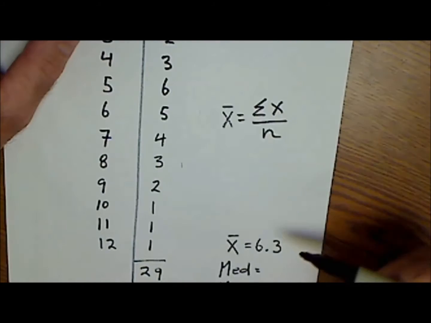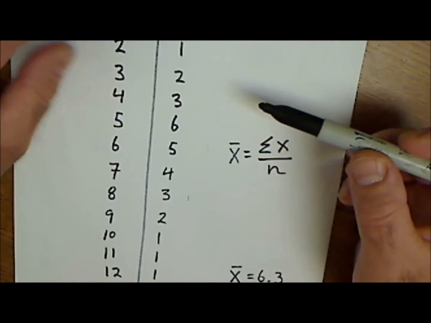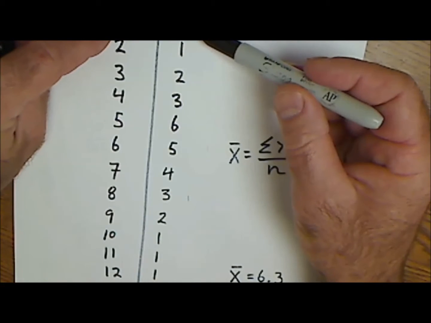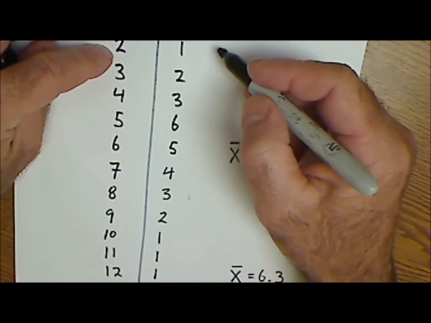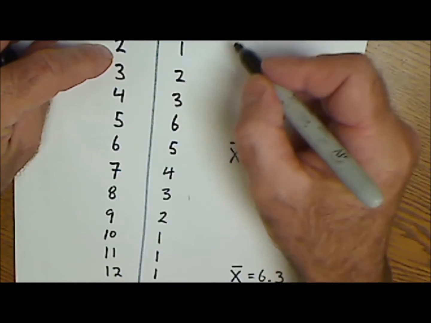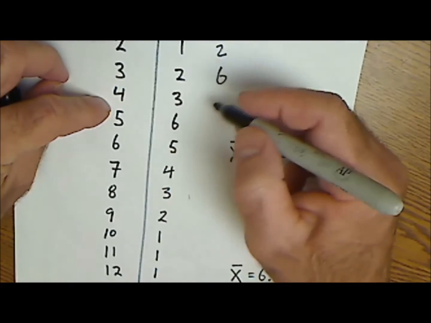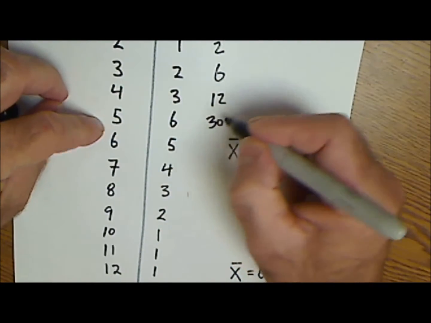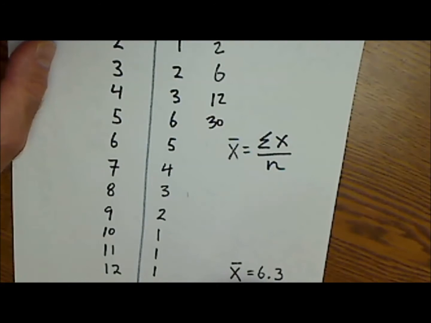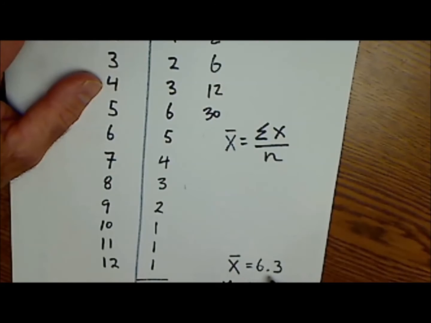of values. In a frequency distribution like this, the other way to do it is I have 0 values of 1, so 0, 1 value of 2, 2 values of 3, 3 values of 4, 6 values of 5, and I add all those up, and then I divide that by the 29 values to get the average of 6.3.